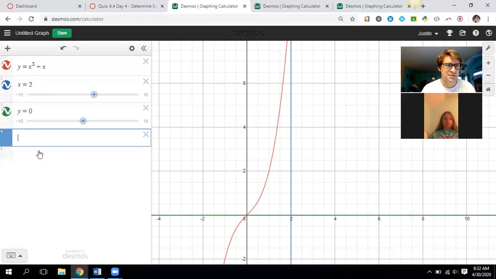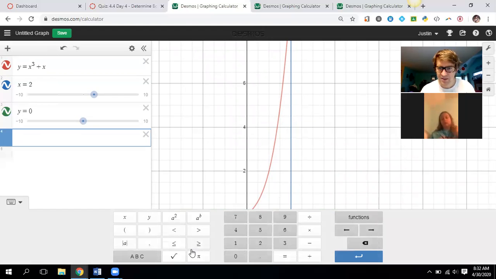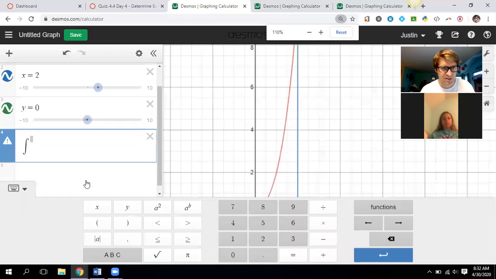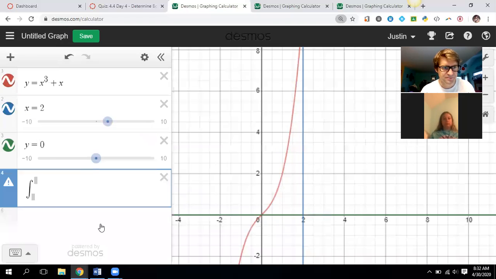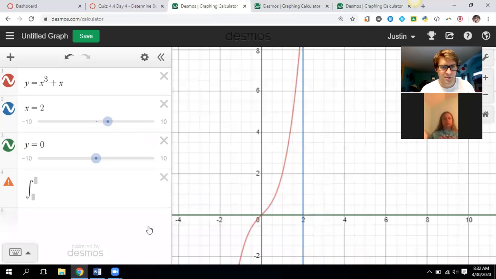Desmos can evaluate definite integrals. If we click the keypad here, and there is a choice in functions, we have to go over to miscellaneous. You'll see a little integral button. So I'm going to zoom that up a little bit bigger so we can see. So all we need to know is the integral: what is the start, what's the finish, and then what's the equation?